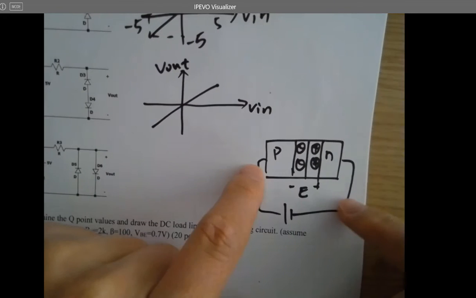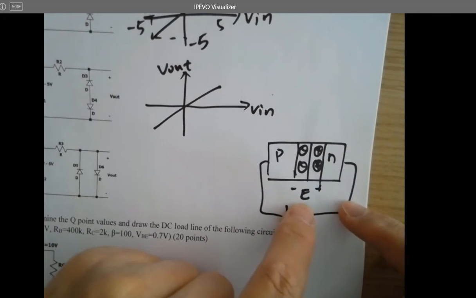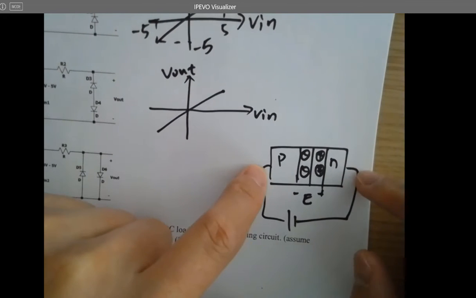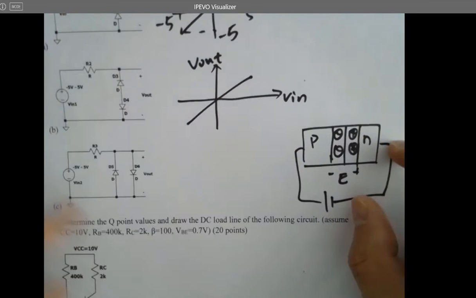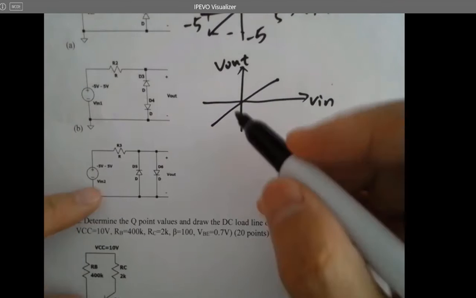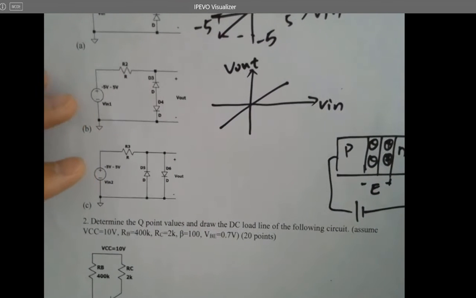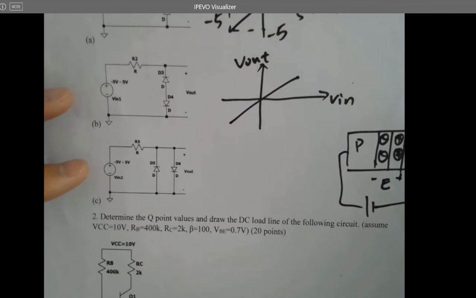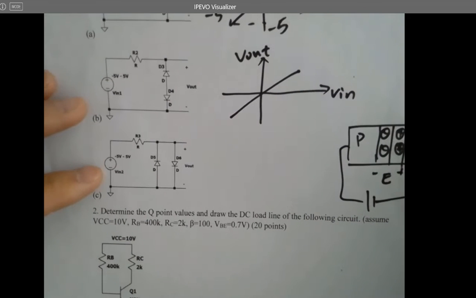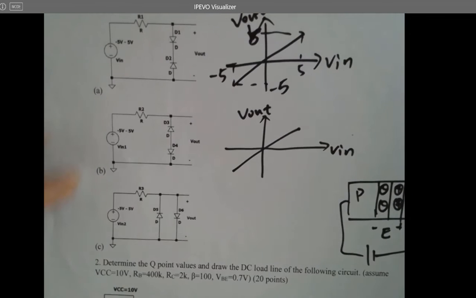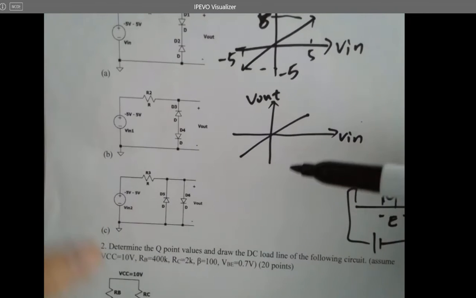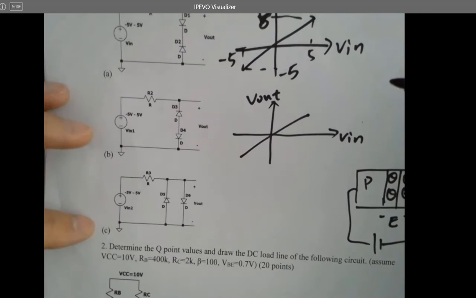Since it has to be larger than the threshold, in silicon it's normally 0.6, 0.7 volts. If we assume this is 0.7, it doesn't matter, you just need to draw the circuit for me. It can be 0.6. For gallium arsenide, I think it's somewhere around 0.3. But anyway, you cannot just draw 5 and minus 5 for the voltages. It has to be 0 point something.